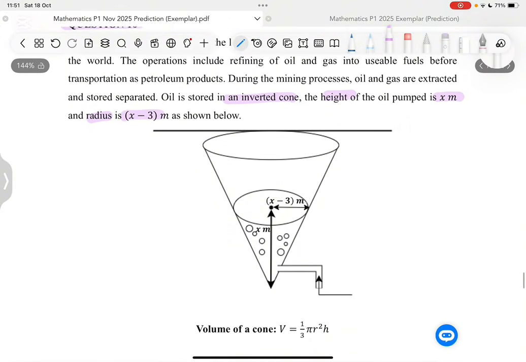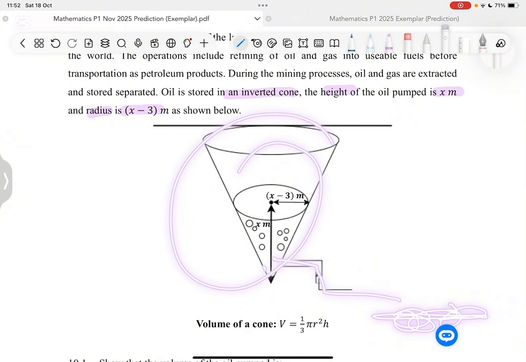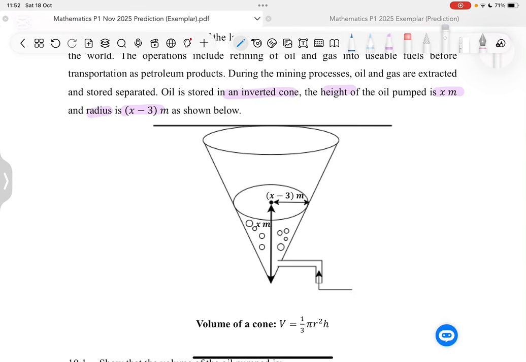So basically they show us the oil and gas industry where they do the extraction and mining of oil. And you can see here that after mining the oil from wherever it comes from, the source, it could be in a rock or whatever, they separate the oil and the gas. So the oil would be taken and stored in an inverted cone like that, and the gas will go elsewhere. They'll store it separately elsewhere.